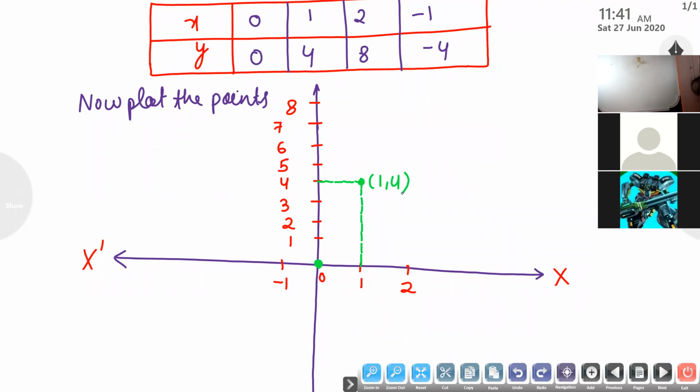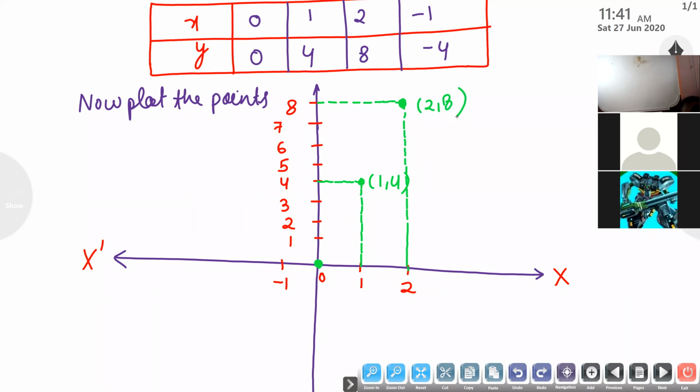Next, the third point he has given is 2, comma 8. The value of x is 2. The value of y is 8. This point has come 2, comma 8.